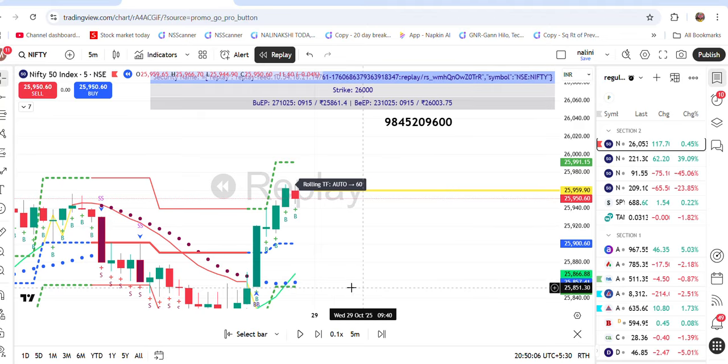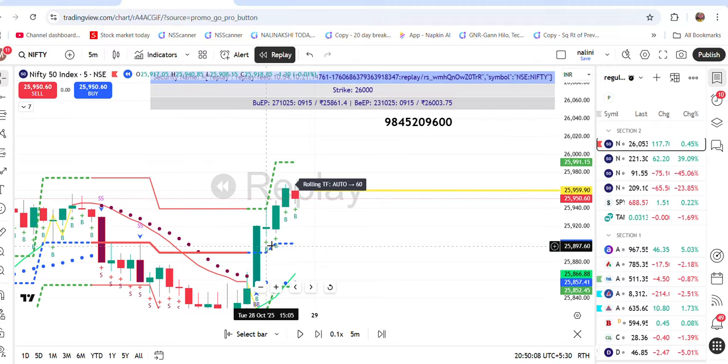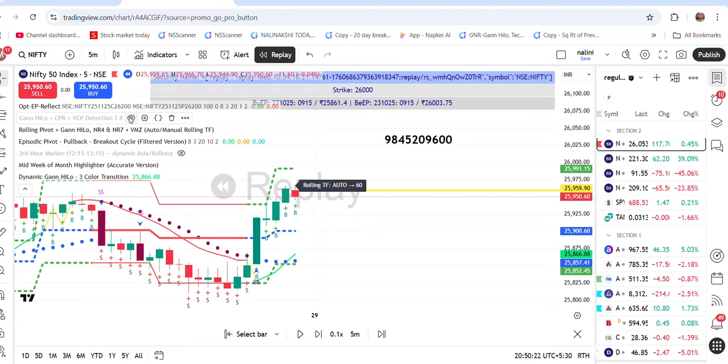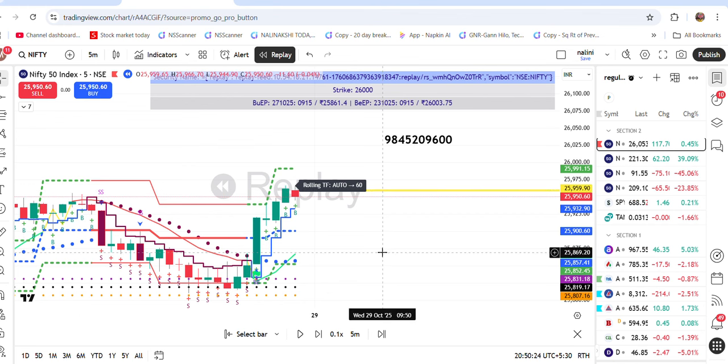The previous day handover was positive because the price is above the pivot, price is above the Gann low, price is above the shorter time period Gann low. Let me enable another indicator so that the shorter time period Gann low will also come. So this is the last 3:20 p.m. candle. Let me start play mode, and play mode has been started over here.